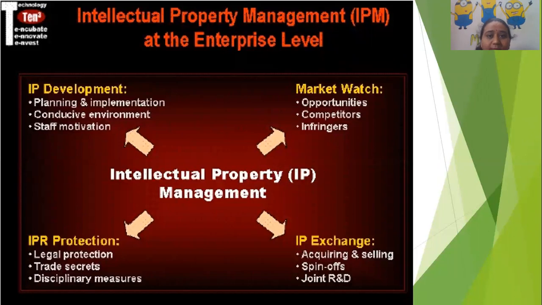Here are some processes to manage our intellectual property. IP development, that is planning and implementation, conducive environment, staff motivation, market watch, that is opportunities, competitors, infringers. Then IPR protection: legal protection, trade secrets, disciplinary measures, and IP exchange. If we have registered it, we can have joint venture, joint R&D, spin-off, acquiring and selling likewise. So this is intellectual property management.